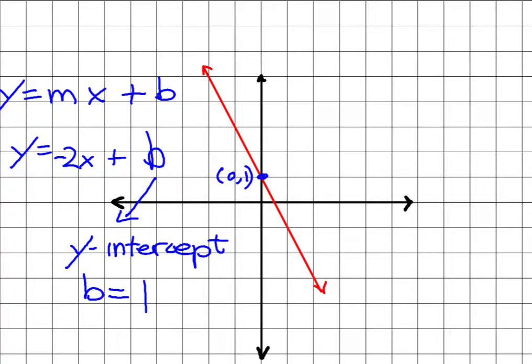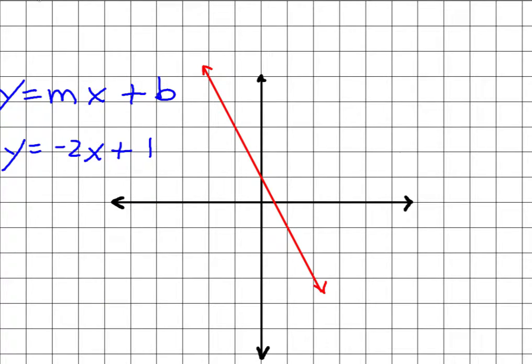All we need to know is where the y-intercept is. Well, the y-intercept is the point where the red line crosses the y-axis. And there you go. It's at 1. So the equation for this line should be y equals negative 2x plus 1.